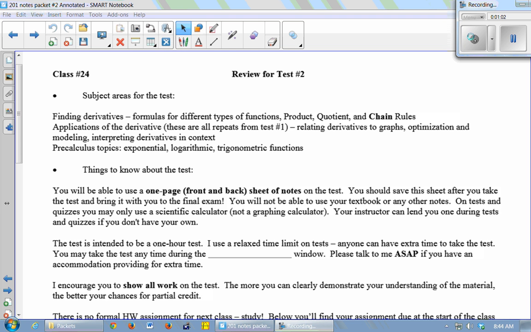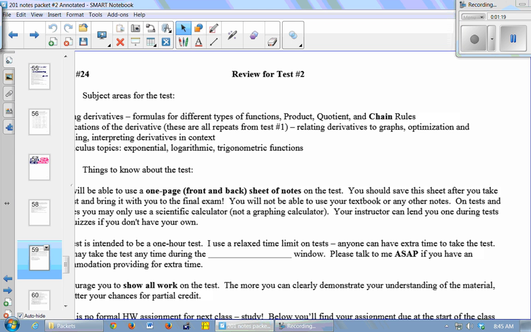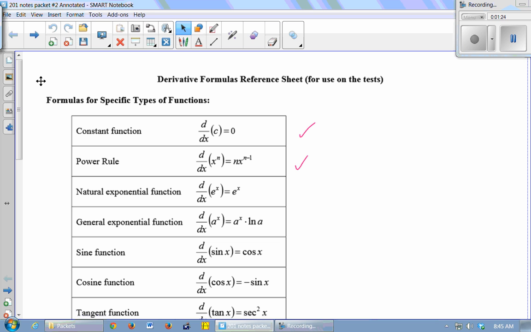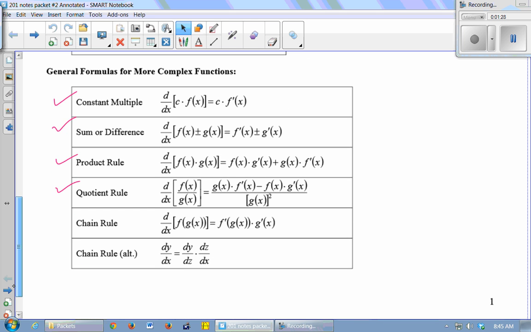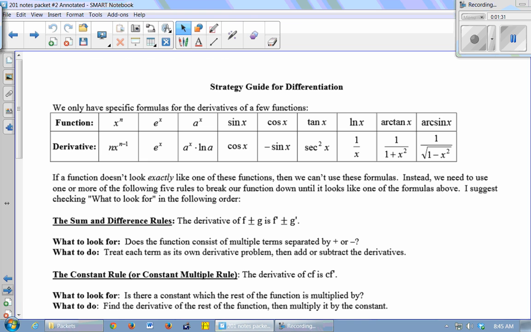So don't forget, you're allowed to bring 1 page of notes with you, front and back. You can put whatever you want on it. The other thing that you're allowed to use is the very first page of this packet, packet 2, the very front page of the whole packet. It's some derivative formulas and derivative rules, and then a strategy guide for differentiation. You can bring this in addition to your 1 page of notes that you create yourself.